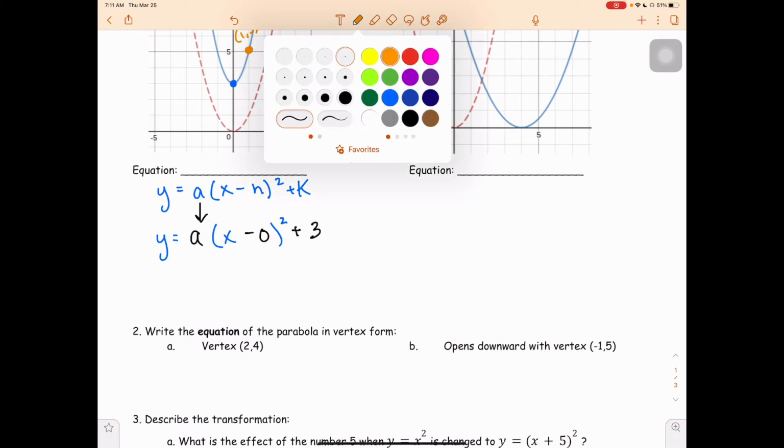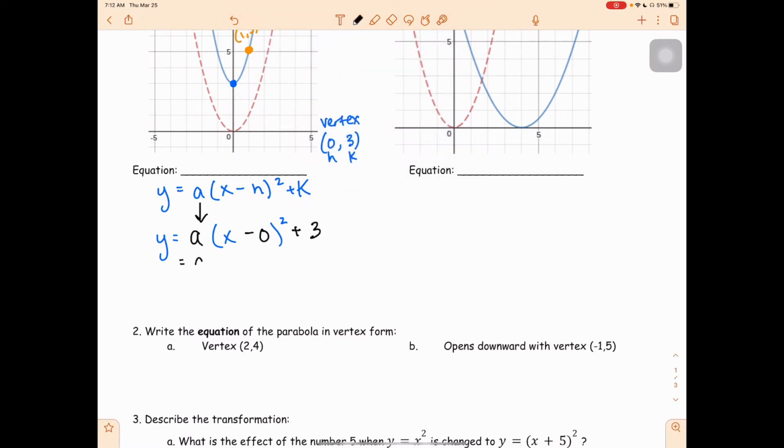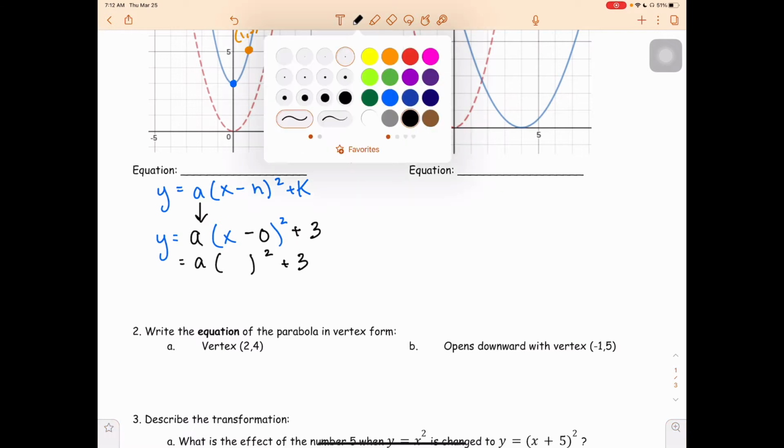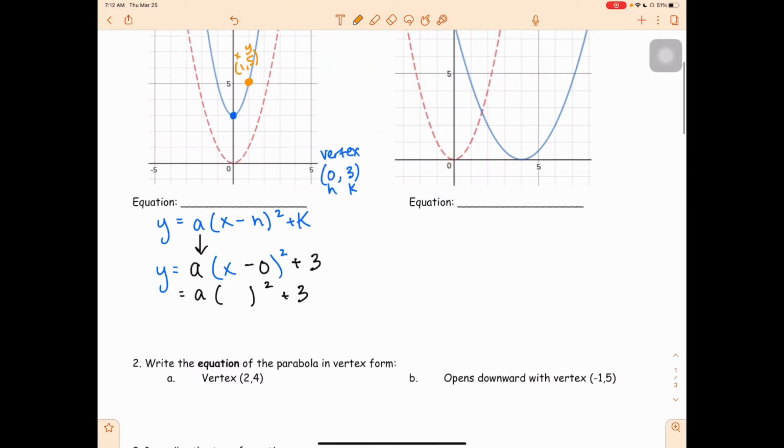All right, so here, x minus 0 is just x. So I'm just going to say it's just x squared, right, plus 3. So x minus 0 is just x. So what I'm going to do here is plug in 1, 5. So x was 1, and my y was 5. So now let's simplify this and solve for a.